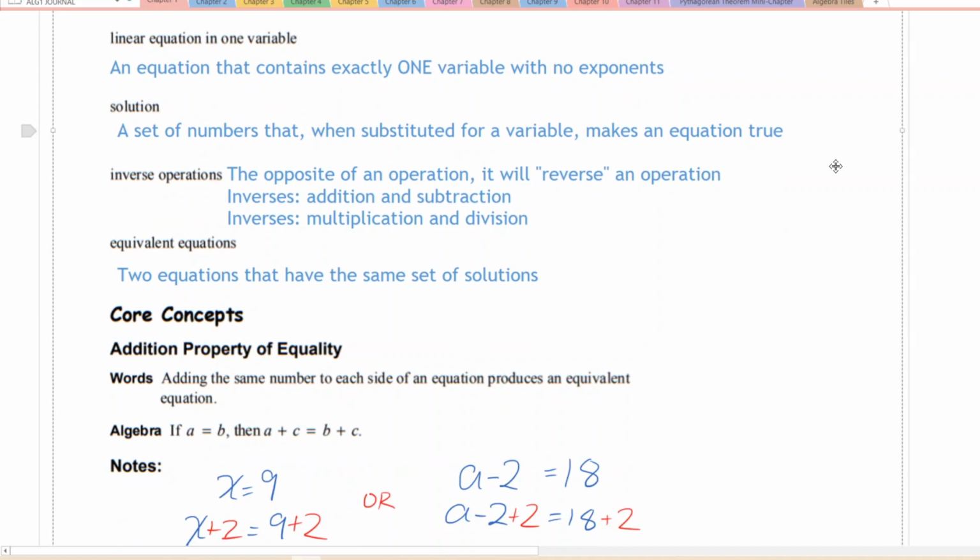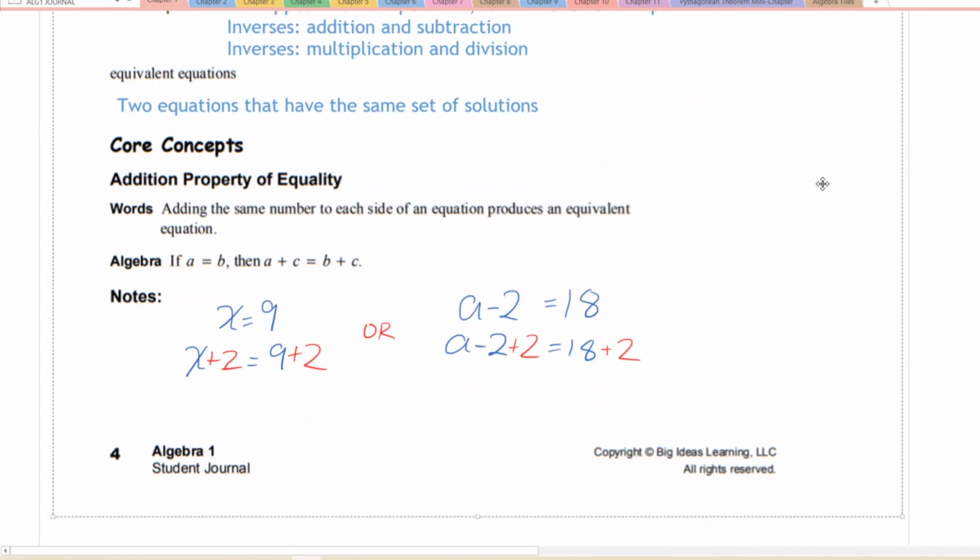Solution is a set of numbers that when solved or substituted for a variable will make an equation true. We'll talk about the solutions of things. It's also a good idea if you kind of separate and think of solution in math as different than the solution, the way that you might use that in regular language. So solution in math is a set of things.